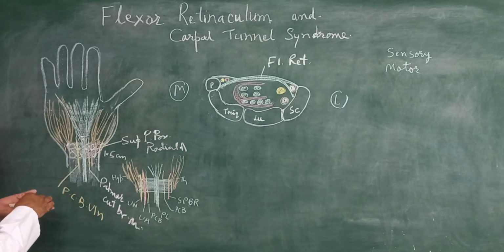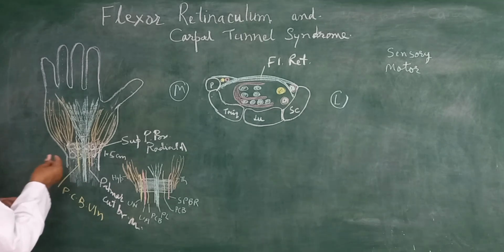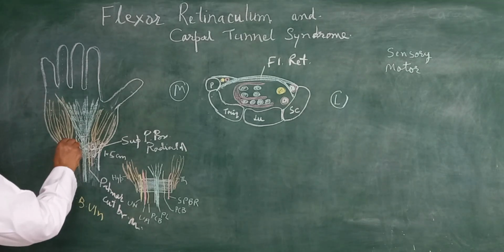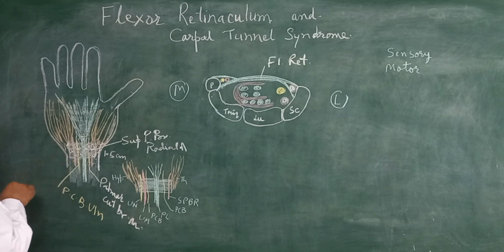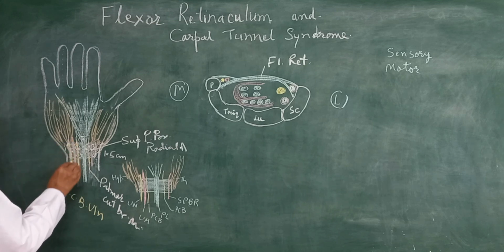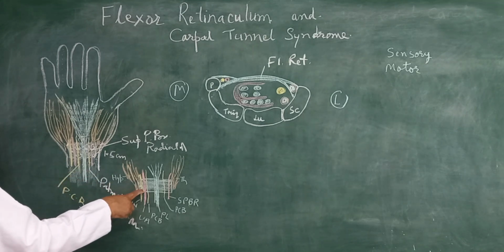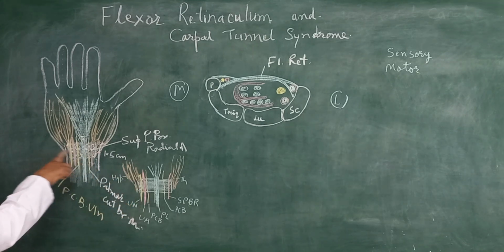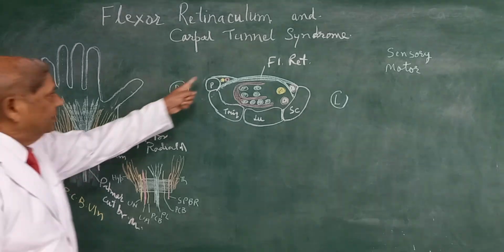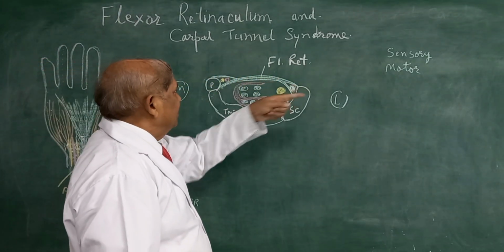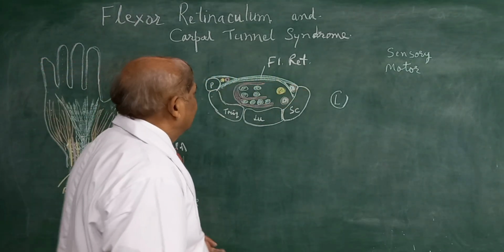Okay, cutaneous branch. And then will come two more structures here, the ulnar artery and the ulnar nerve. Ulnar artery and ulnar nerve will be going here. So many structures are related superficial to the flexor retinaculum.